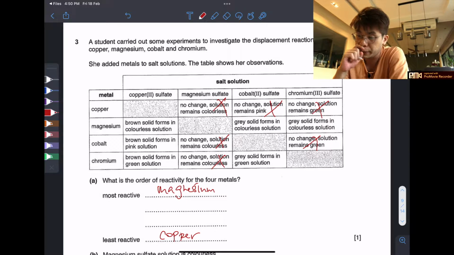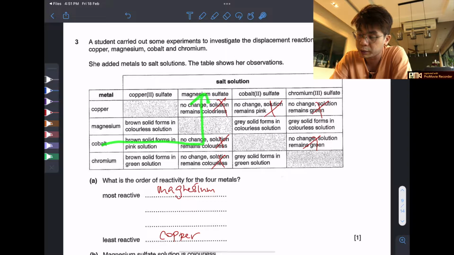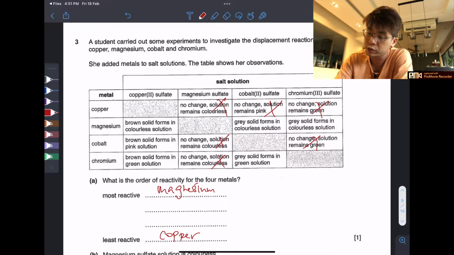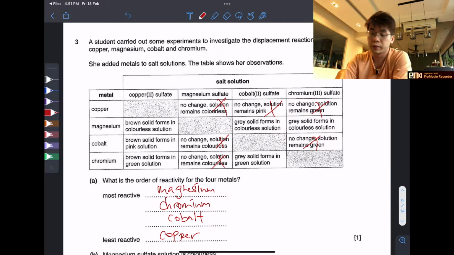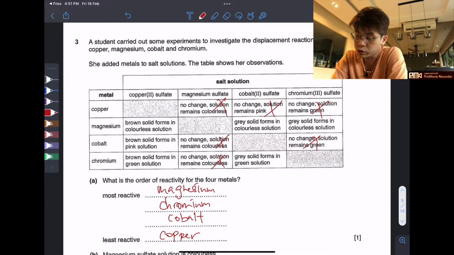Now let's decide between cobalt and chromium. We can see that cobalt cannot displace magnesium, which is expected, and also cannot displace chromium. That means cobalt is less reactive than chromium, right? Let's confirm it. Can chromium displace cobalt? Yes, you see, chromium can displace cobalt, so there's a reaction there. So we can safely say that chromium is more reactive than cobalt. Okay, let's look at the next question.